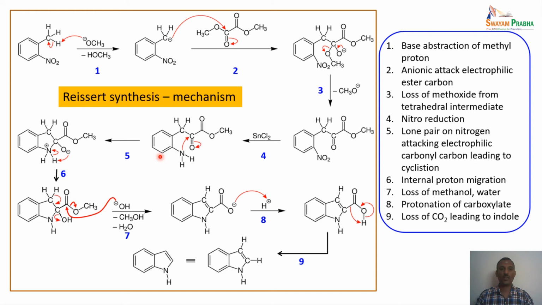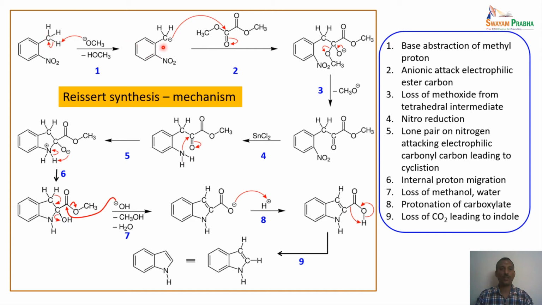If you look at the reaction mechanism for this reaction, that is explained here. The first step is basically the base abstraction of the methyl proton. So this is the crucial step we have to remember in this particular case. For this reaction to occur, we do need a methyl group here on this benzene ring, because this proton is the acidic proton, and this proton is abstracted by the methoxide anion. So the methoxide base abstracts this proton, and a carbanion is generated on this particular carbon.